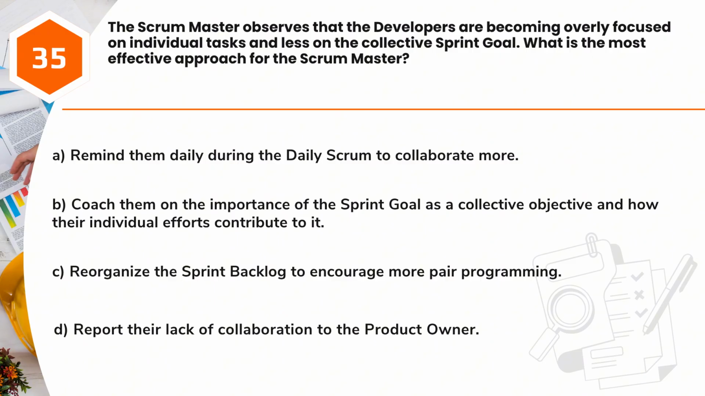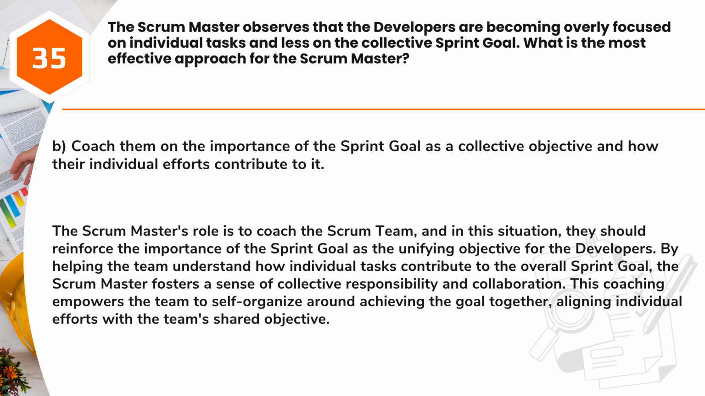Question 35. The Scrum Master observes that the developers are becoming overly focused on individual tasks and less on the collective sprint goal. What is the most effective approach for the Scrum Master? A. Remind them daily during the Daily Scrum to collaborate more. B. Coach them on the importance of the sprint goal as a collective objective and how their individual efforts contribute to it. C. Reorganize the sprint backlog to encourage more pair programming. D. Report their lack of collaboration to the Product Owner.